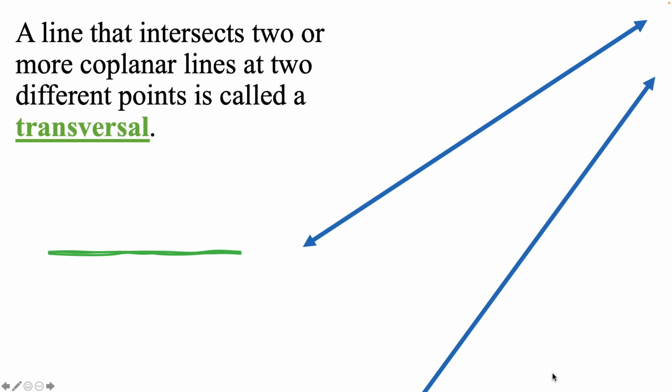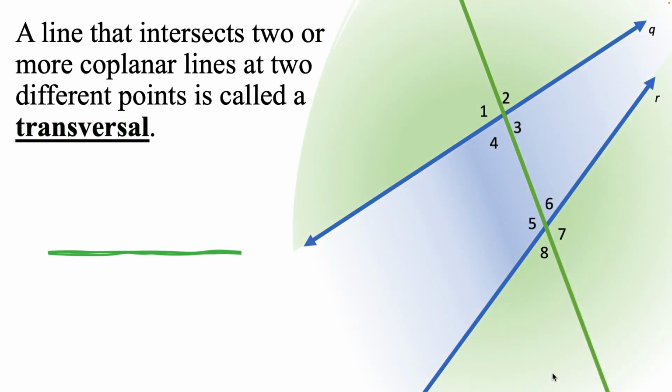All right, a line that intersects two or more coplanar lines at two different points is called a transversal. So see, we've got those two lines, those two blue lines, and if I take another line and cross those two blue lines, that's called a transversal. And when that transversal hits, all kinds of things are created. We've got all these different angles. I've labeled them 1, 2, 3, 4, 5, 6, 7, 8, all these different angles.